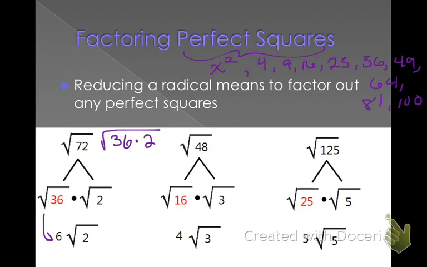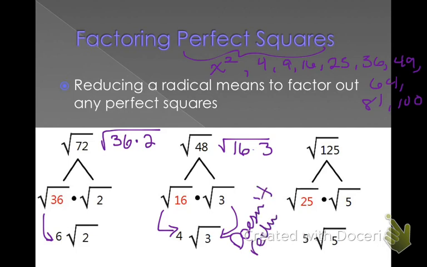Same thing with 48. 48 breaks down into 16 times 3. Square root of 16 is 4, but the square root of 3 doesn't reduce. One more example, and then I'll try to give you a couple of extras. 125 is broken into 25 times 5. Square root of 25 is 5, and then this piece doesn't reduce.